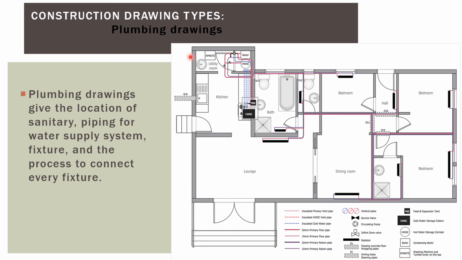Plumbing drawings. The plumbing drawings give the location of sanitary fixtures, piping for the water supply system, and the process to connect every fixture. Here is a bathroom, kitchen, other bathroom. All the details of sanitary are provided in the plumbing drawing.